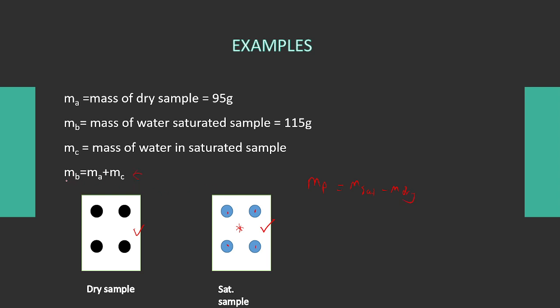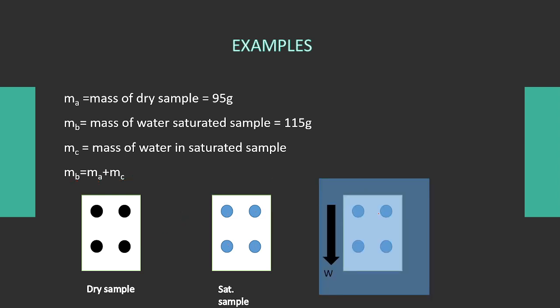So here we are seeing that the mass of the saturated sample is equal to the mass of the dry sample plus the mass of water that is actually doing the saturation. So in effect, we can also say that MC is equal to MB minus MA, which is the same as what we are saying here. MC is the mass of water occupying the pores, MB is the mass of the saturated sample, and MA is the mass of the dry sample. So to find the mass of just the water that did the saturation, we'll take the mass of the entire saturated sample minus the mass of the dry sample.